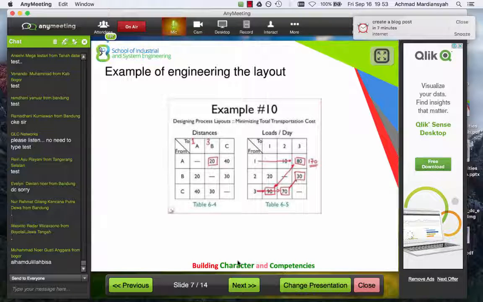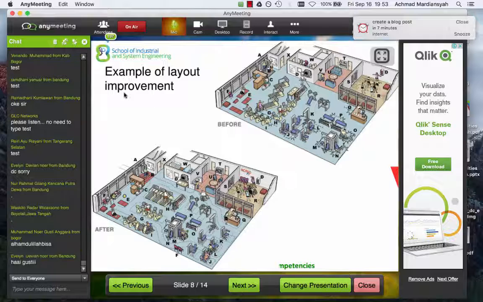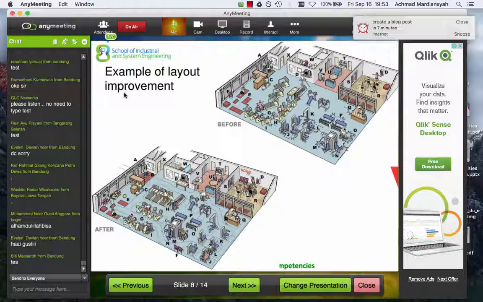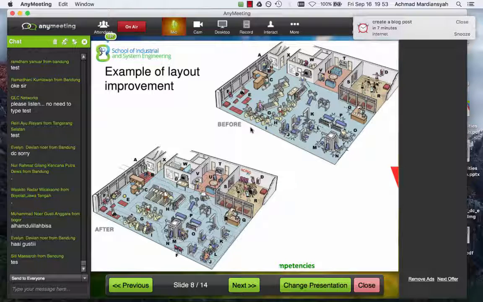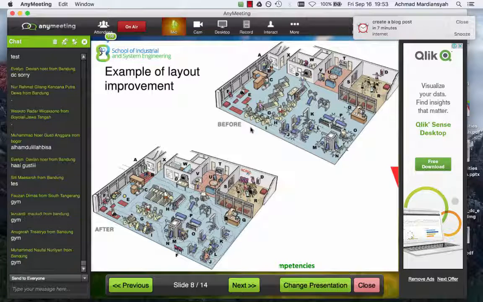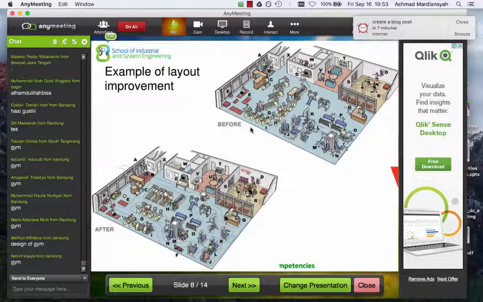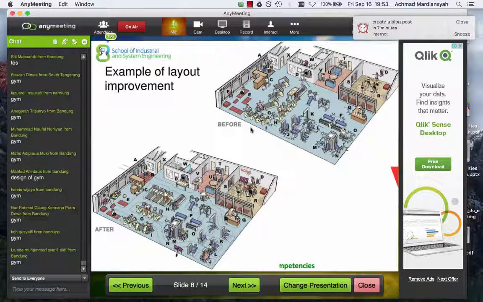Okay, so that was the example of calculations, and then here is one example of layout improvement. So here we have an example of, can anybody guess what this is? Can anybody guess what this is? A gym. Yes, that's correct. Thank you very much. It's a gym.